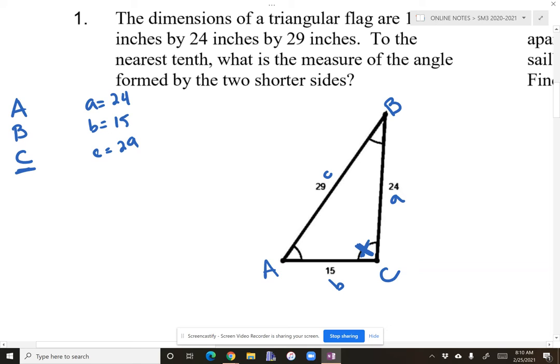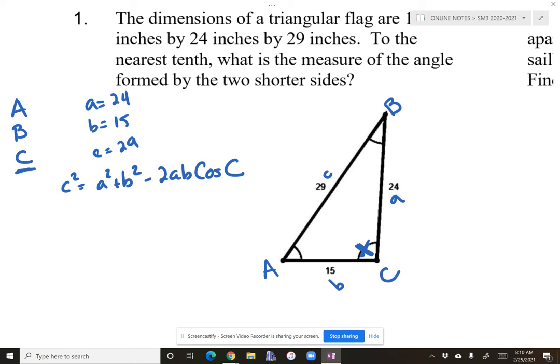So if you notice, I don't have any pairs. So for this story problem, I'm going to use the law of cosines. Okay, and since I'm looking for c, I'm going to use the c formula that tells me c squared equals a squared plus b squared minus 2ab cosine of c. And then I fill in what I know and leave what I don't know.